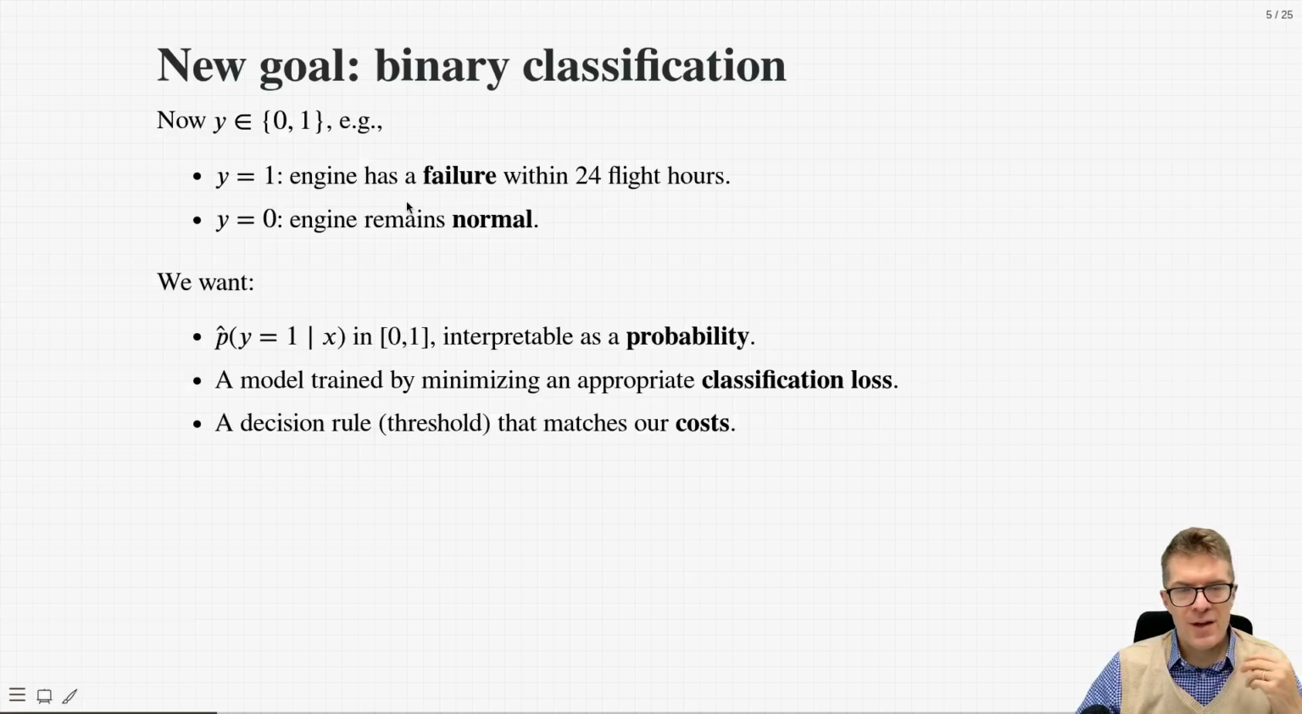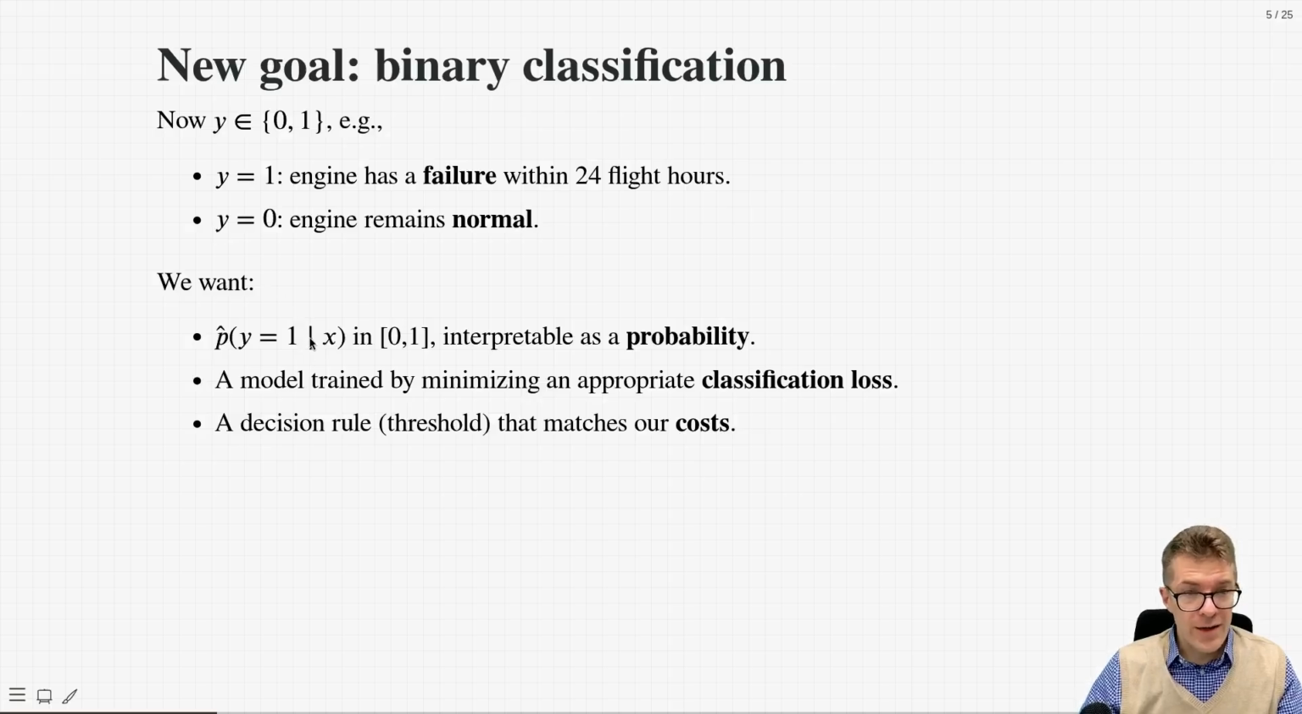We have an engine. We're in an environment in which we're testing engines. We're in the aeronautics industry, and we have two possible outcomes for an evaluation of a jet engine. The first is that the engine will fail within 24 hours. The other outcome is that it's going to be normal and it will not fail within 24 hours, so it can be kept in operation.